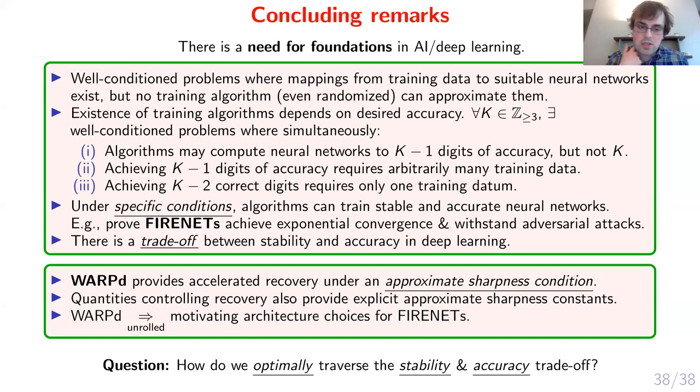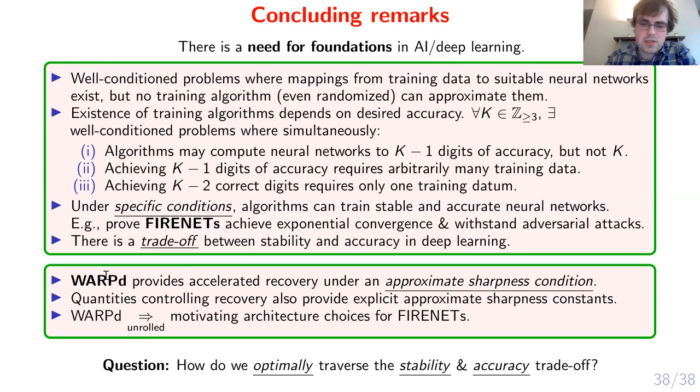So under specific conditions, for example, the robust null space property, algorithms can train stable and accurate neural networks. So FIRENETs, for example, was such a network, and we actually showed that you achieve exponential convergence in the number of layers, and that you withstand adversarial attacks. And there was this trade-off between stability and accuracy, which I think is an interesting question moving forward.